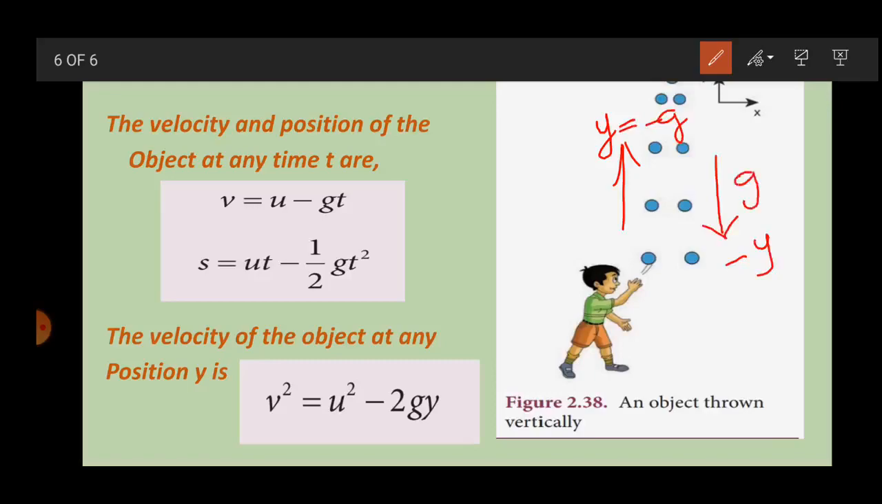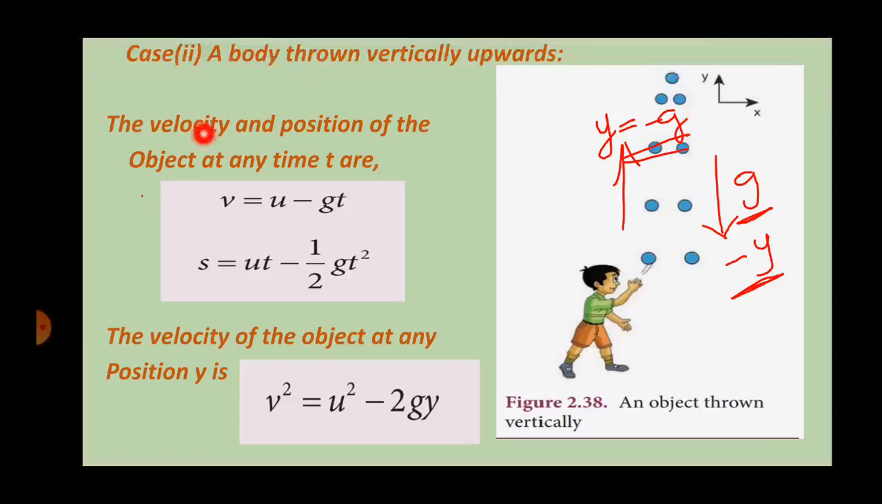So students, now listen, we choose the vertical direction as the positive axis, then the acceleration a is equal to minus g. This a is nothing but minus g, and g points toward the negative y axis. Now we can use the kinematic equations. So listen, for the velocity and position of the object at any time.